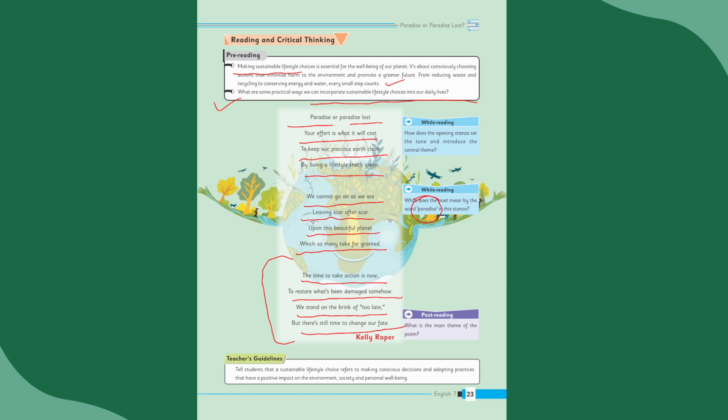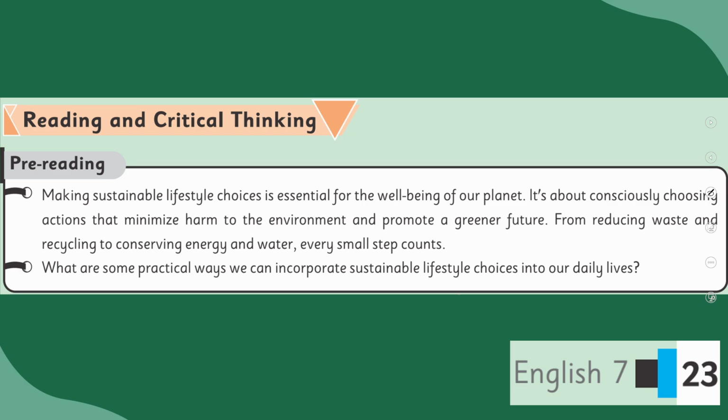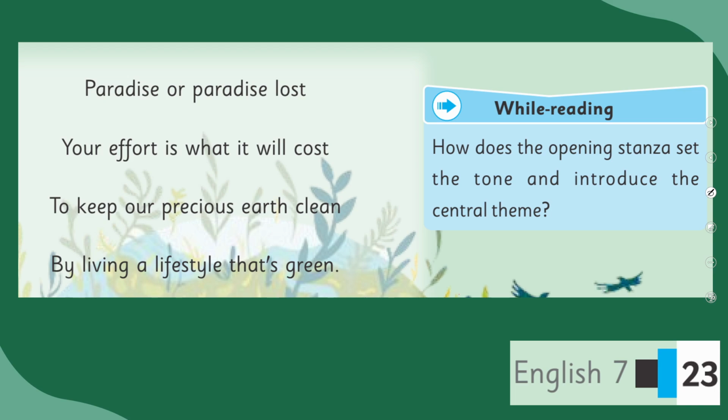Now the main question is, what is the main theme of the poem? Can you reach out to the theme of this poem? Now, you can clearly see in the first stanza that the opening stanza set the tone and introduced the central theme. Now, how do we reach out to the theme? Let's see. Paradise or paradise lost. Either we have our paradise or we have lost it.